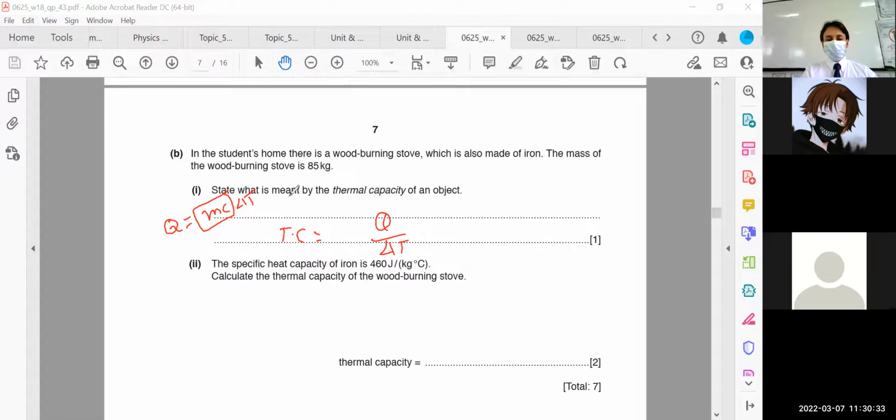So you have to write the statement: the amount of heat given to a substance to raise its temperature by one degree Celsius. The amount of heat given to a body to increase its temperature by 1 degree Celsius is called heat capacity. So from this formula, you can make a statement for heat capacity. Now if we know the definition of heat capacity, the next question is to calculate the thermal capacity of the wood burning stove.